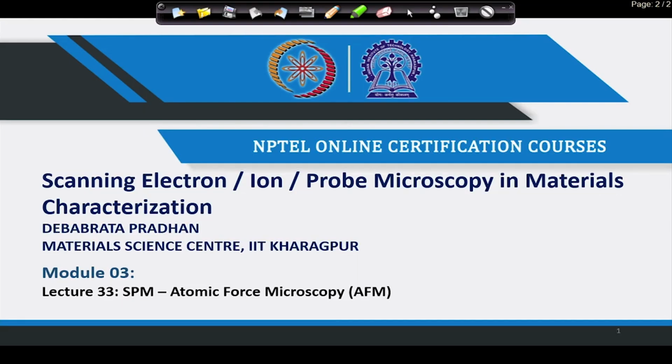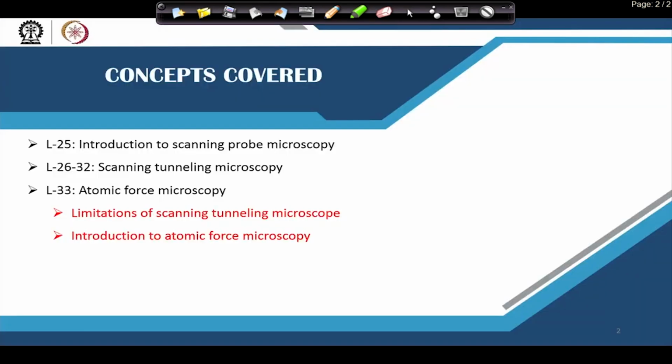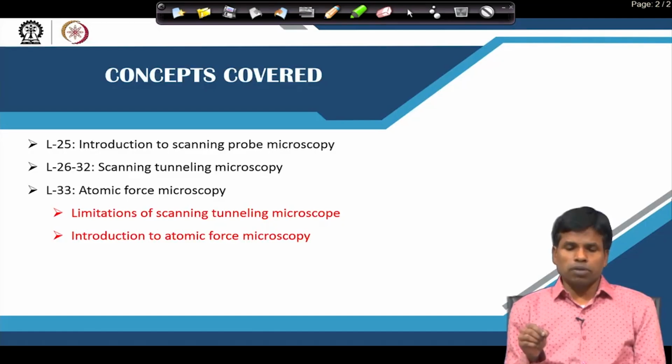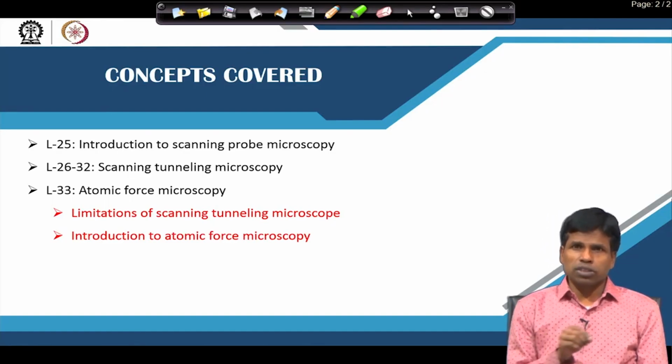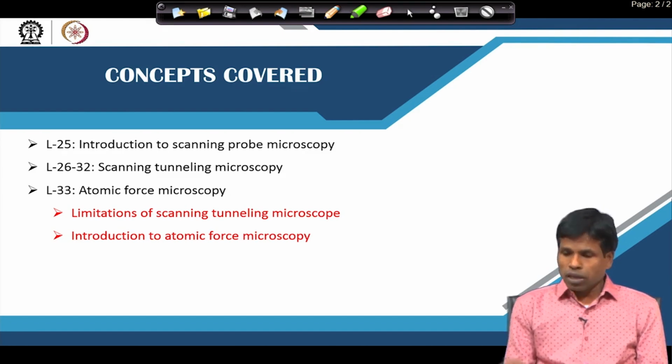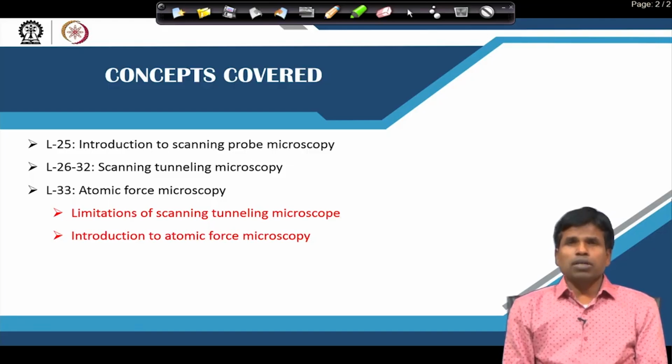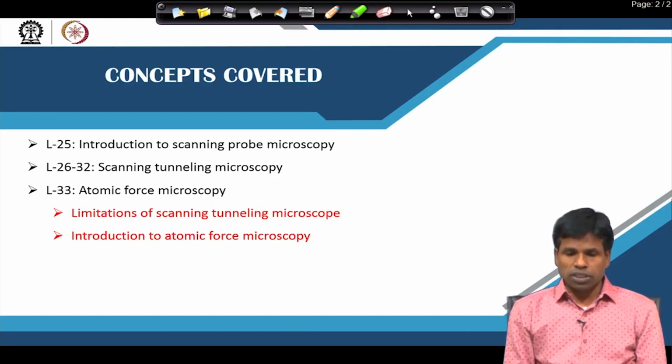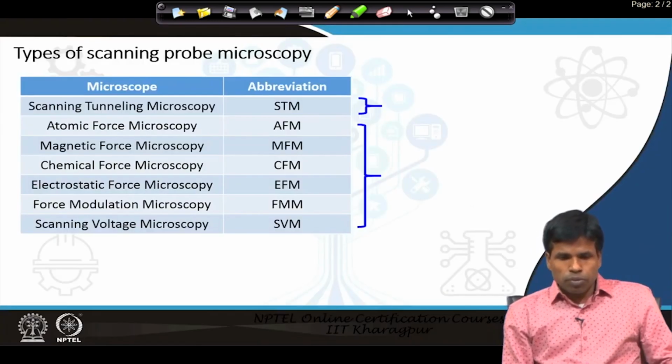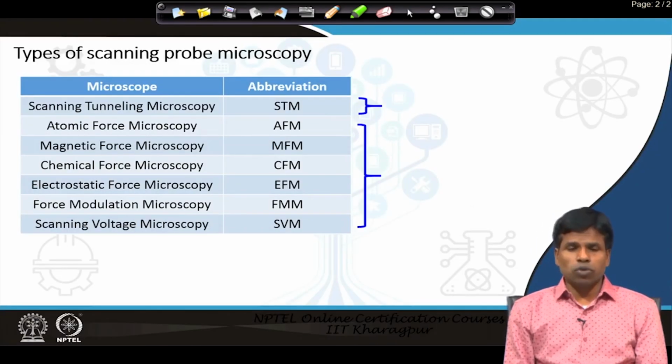This is alternatively called scanning force microscopy, because here again the physical probe is used to scan across the surface, so it can also be called scanning force microscopy. Before we begin with atomic force microscopy, we will see the disadvantages or limitations of scanning tunneling microscopy. But before that, as you see in the slides, we have a lot of techniques under the umbrella of scanning probe microscopic techniques.